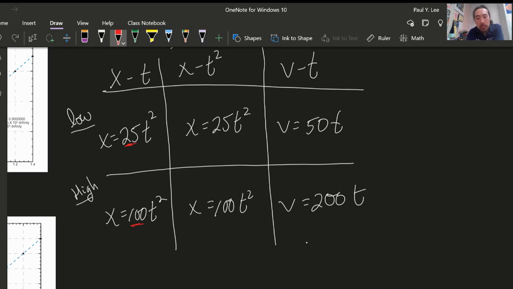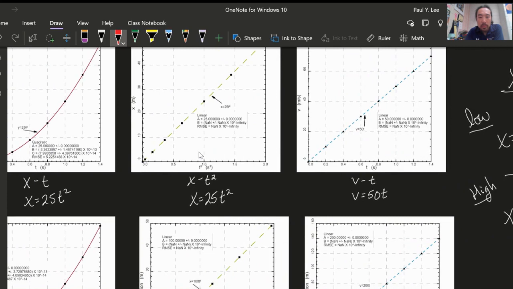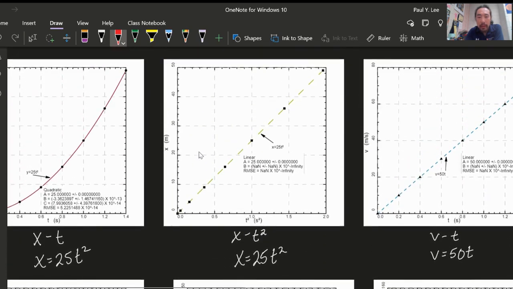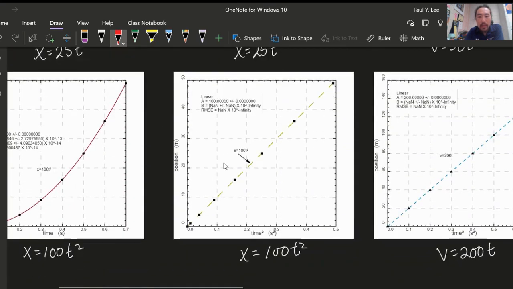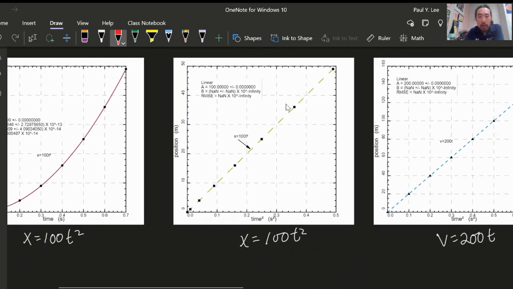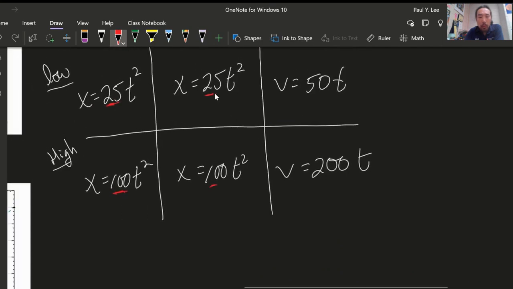The next clue we see is that this 25 and this 100 are the exact same value as the slope for the position versus time squared graph, meaning that hopefully at least one person in your group got a linear line. What this slope represents was our 25 for the top one, and this slope here was the 100 for the high incline one. So we see that the 25 is shared between the two graphs, even though it has a different shape, and the 100 here is shared between the two graphs, even though it had a different shape.